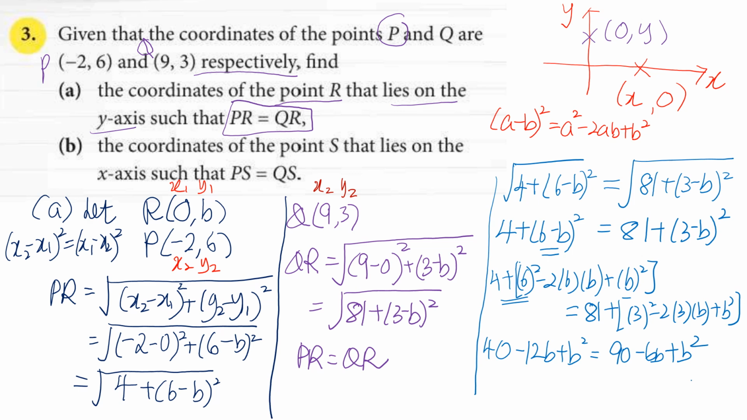Alright, so basically b squared and b squared will be gone because b squared minus b squared is 0. So negative 12b plus 6b will give you negative 6b. 90 minus 40 will give you 50. So b will be negative 8 1/3. So therefore, what point are we finding? R. So your point R will just be 0, negative 8 1/3. Okay, alright, there we go.